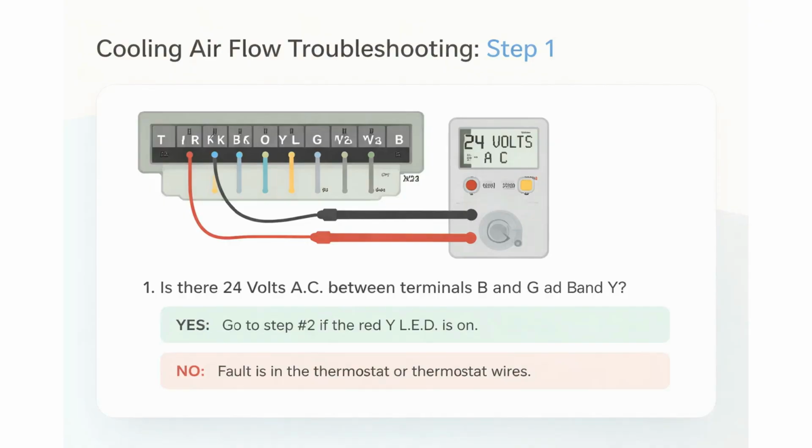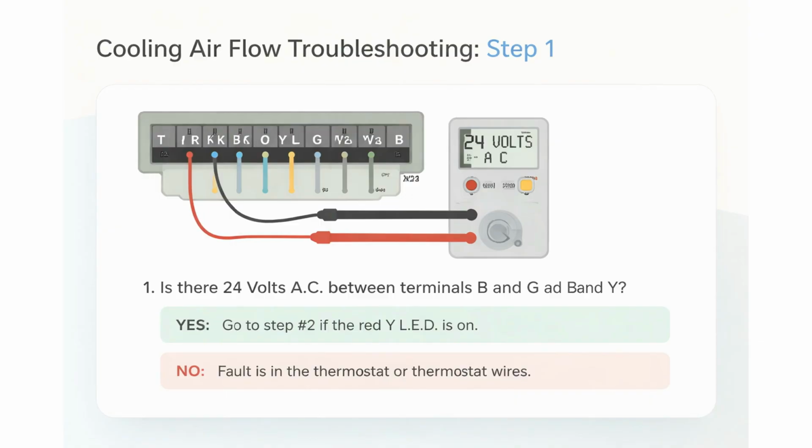Now, let's dive into troubleshooting cooling airflow issues on the ECM2, specifically when the correct airflow cannot be obtained and the CFM LED isn't flashing correctly. Step 1 is to verify your low voltage inputs. You need to check for 24 volts AC between the common terminal B and the fan terminal G, as well as between B and the cooling terminal Y. If you have voltage and the red Y LED is illuminated, you can proceed to the next step.